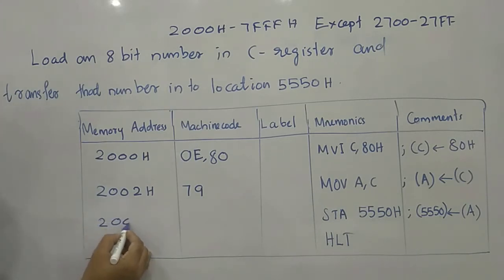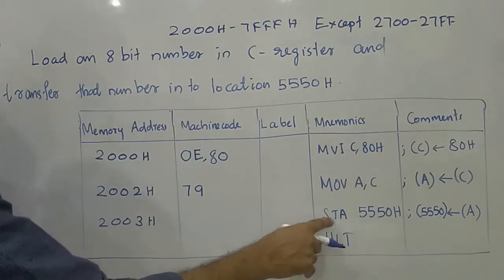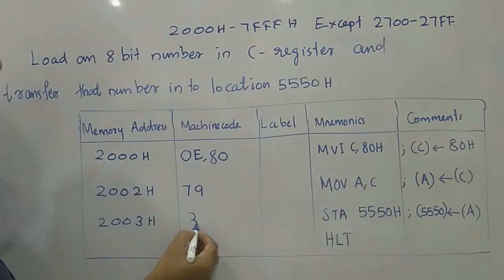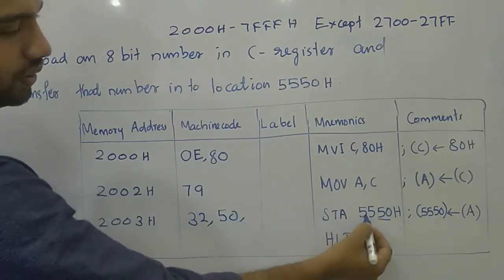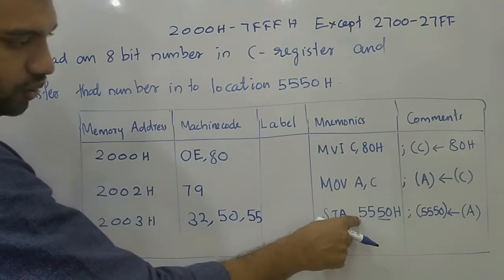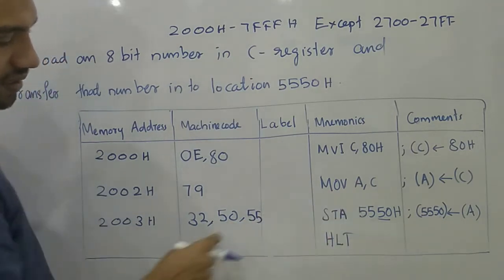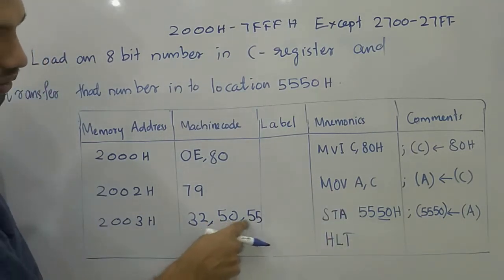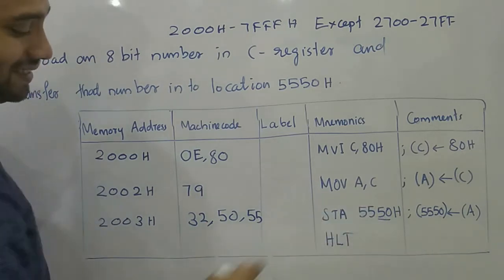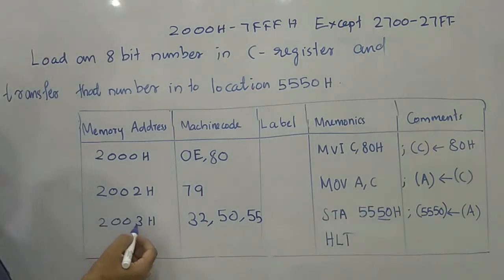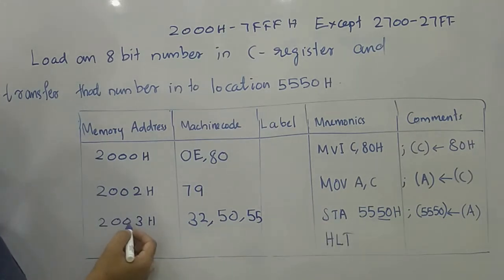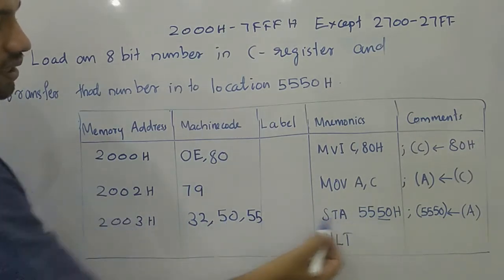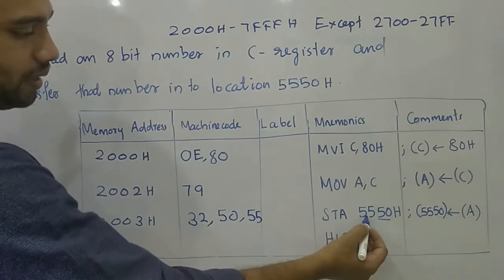What is the opcode corresponding to STA 16-bit address? It is 32. After 32H you need to enter the LSB address, that is 50. Then you need to enter 55. In order to save the machine code of this instruction, it requires 3 consecutive locations. Therefore this is a 3-byte instruction. So in 2003 we will save 32. That is the opcode corresponding to this one. Next, in 2004 we will save the LSB address. In 2005 we will save the MSB address.